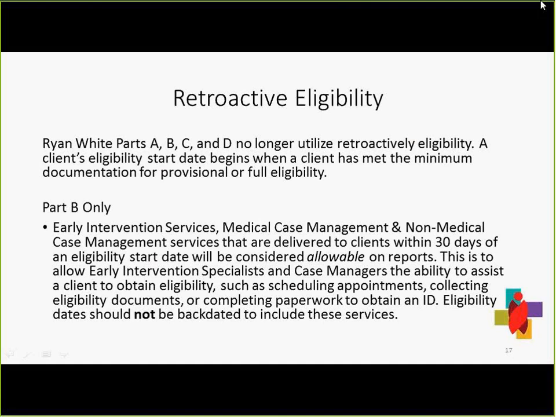Part B only: early intervention services, medical case management, and non-medical case management services that are delivered to clients within 30 days of an eligibility start date will be considered allowable on reports, such as the quarterly report. This is to allow an early intervention specialist and case managers the ability to assist a client to obtain eligibility, such as scheduling an appointment, collecting eligibility documents, or completing paperwork to obtain an ID. Eligibility dates should not be backdated to include these services.